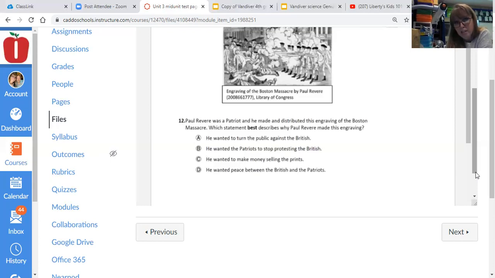He did that to turn the public against the British. That is propaganda in a picture, guys. It's like early media meant to turn people's opinions away from somebody else, and the somebody else he was turning opinions against was the British. So number 12 is A. He wanted to turn public opinion against the British. 12 is A. Okay.